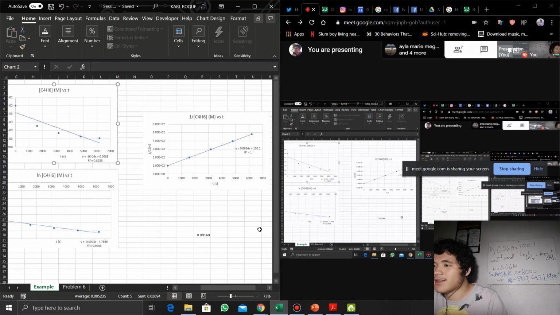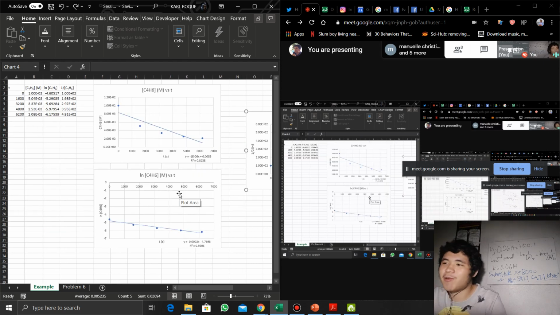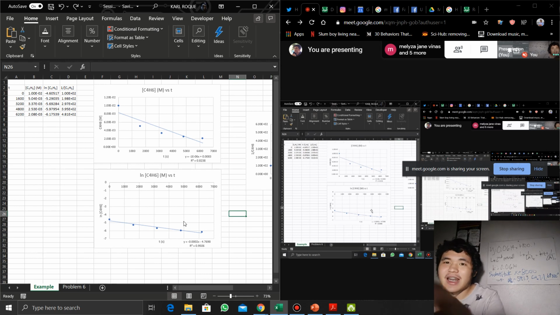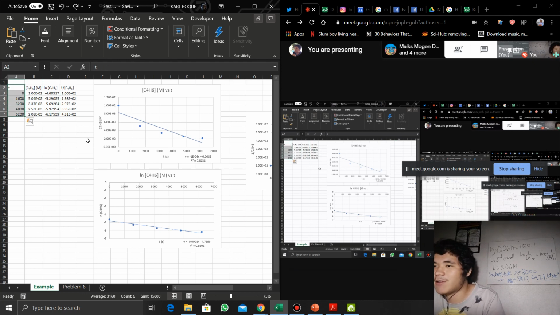So, sige. Ano napansin niyo sa R? Sobrang lapit sa 1, di ba? Pag kinuha niyo yung R squared niyan, it's actually exactly 1. So, as an exercise, pero sige, we won't spend time for it na. Try nyo na lang next time, pag may time kayo, ln ng concentration versus time, itong pangalawang column. Pero next time na yun. We're running out of time.